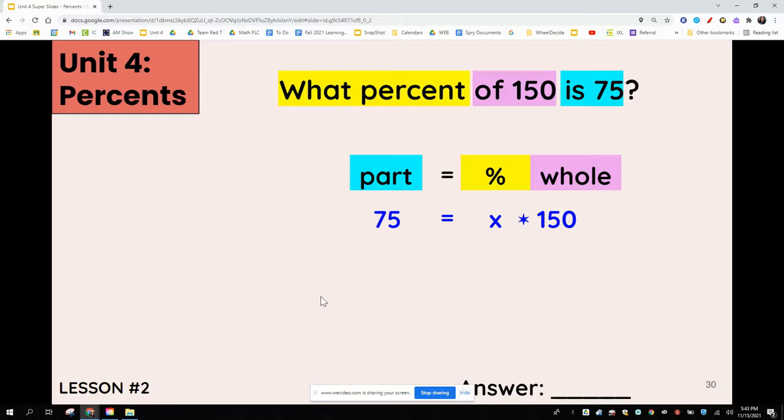Right now, X is being multiplied by 150. So the inverse operation of that would be to divide both sides by 150. That way we can cross off the 150s and we have X by itself. Please use your calculator to do 75 divided by 150.